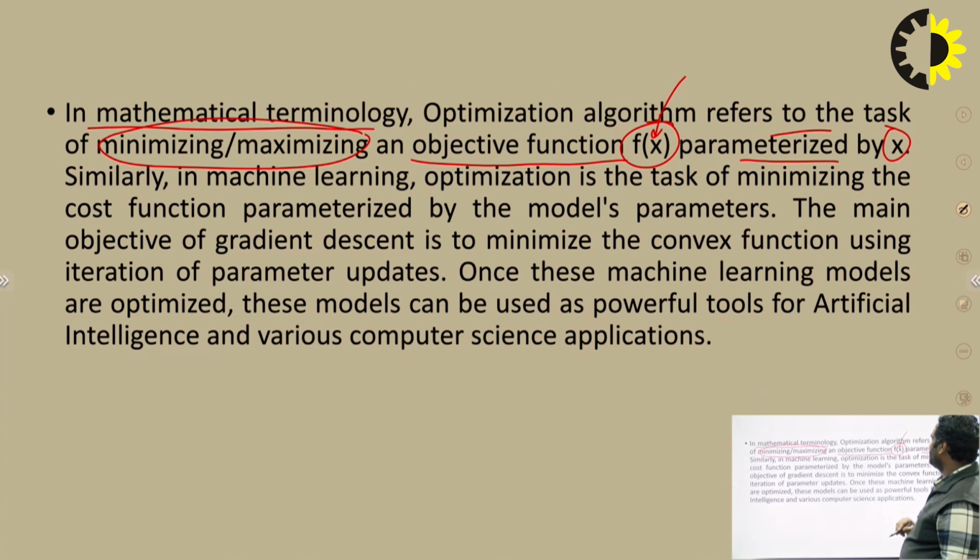parameterized by x, our parameter. Similarly, in machine learning, optimization is the task of minimizing the cost function parameterized by the model's parameters. The main objective of gradient descent is to minimize the convex function using iterations of parameter updates. Once these machine learning models are optimized, they can be used as powerful tools for artificial intelligence and various computer science applications.